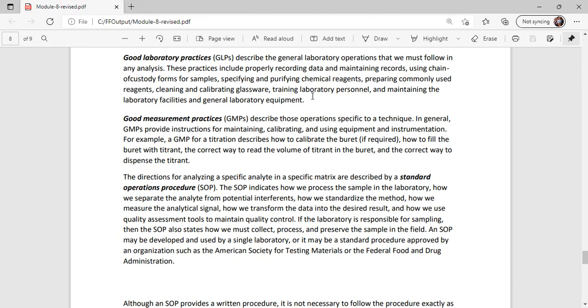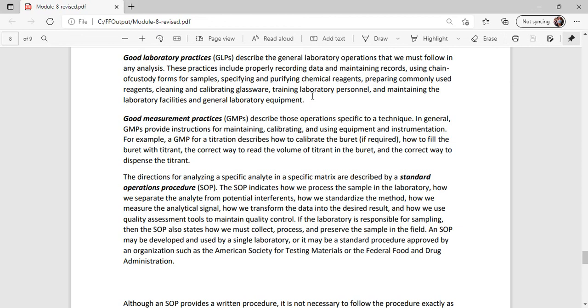The directions for your analysis of a specific analyte in a specific matrix are described as your standard operating procedure, or your SOP. The SOP indicates how we process the sample in the laboratory and how we separate your analyte from your potential interference.